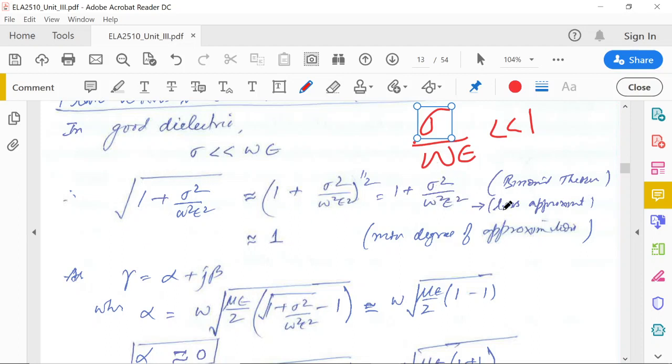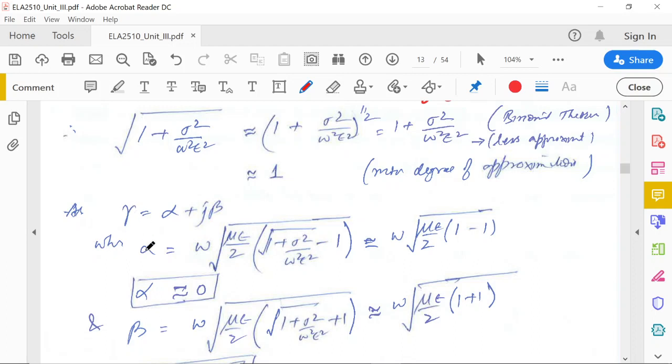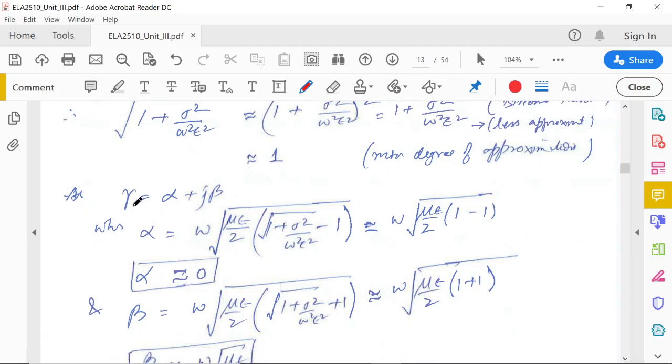Here, for more approximation, you can ignore this term also and it becomes 1. This is a coarse approximation, and it is less accurate than the previous one. So generally we will focus on this also and solve for it. Now gamma, the propagation constant, is in general given by alpha plus j beta, where alpha is the attenuation factor and beta is the phase constant.